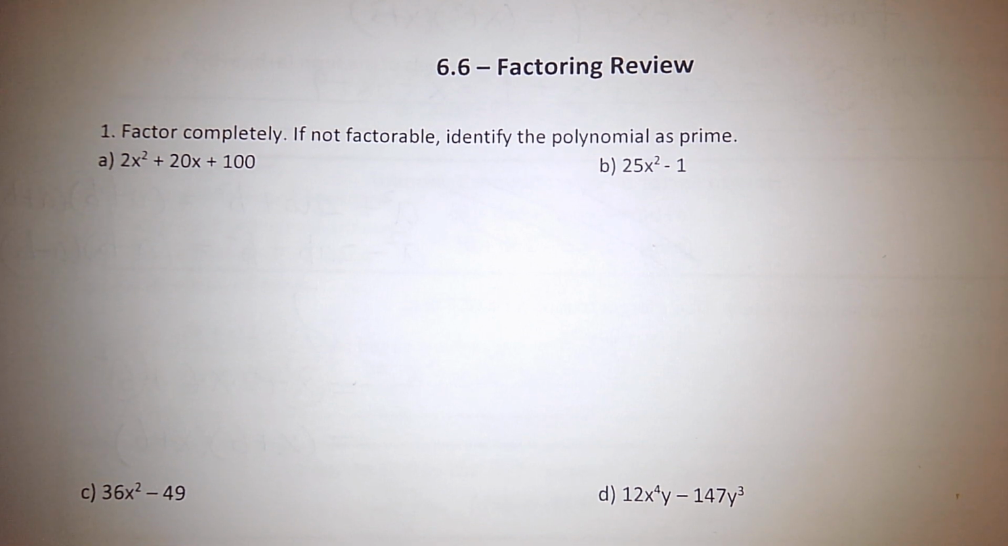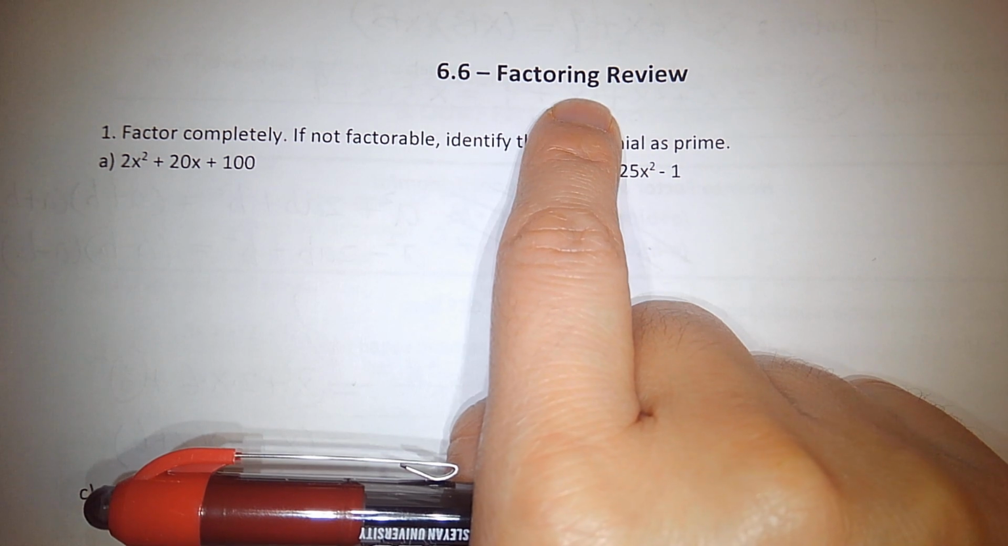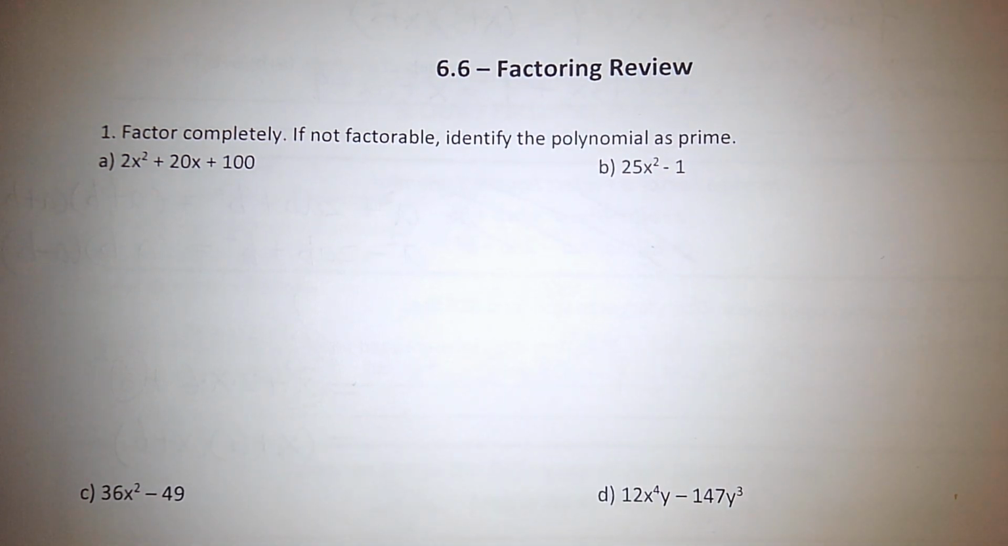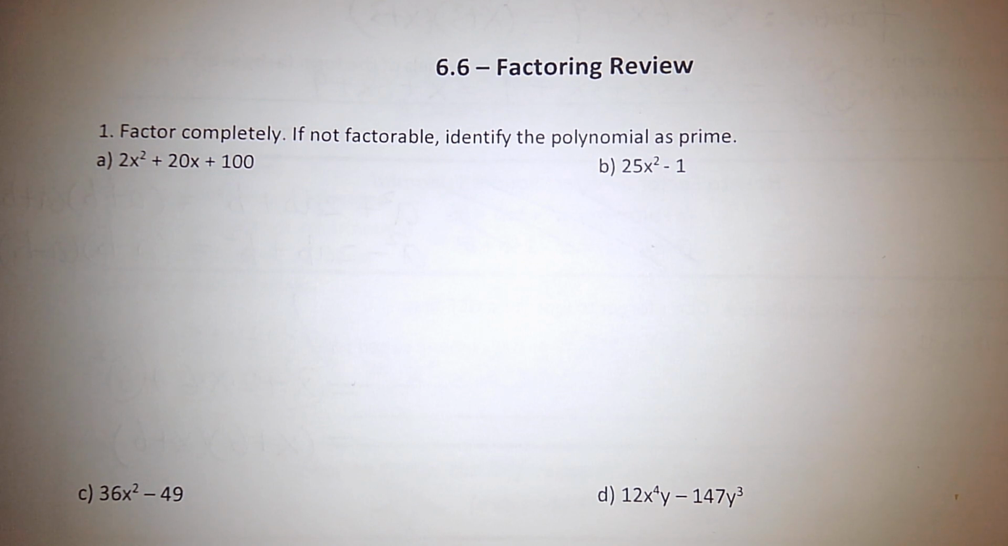Alright, so this section 6.6 is about the review for the factoring. Just to remember, in the last 5 sections, all of this section is chapter 6. What have we done? We learned how to find the greatest common factor, right? We also learned how to factor a polynomial with 4 terms by grouping, right? We learned how to factor a polynomial with 3 terms, which is a trinomial, by using either the grouping method or the FOIL method, right? And then in the last section 6.5, we learned how to factor a binomial by using the difference of squares formula, right?